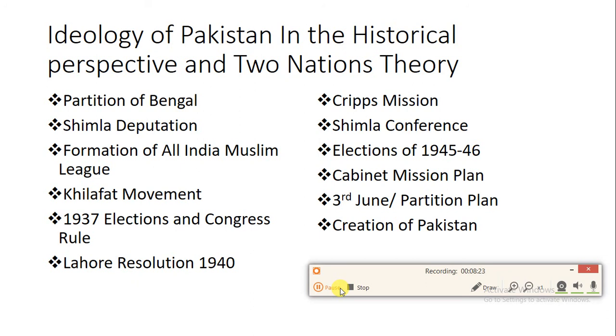Okay students, inshallah in the coming lecture we will cover the Simla deputation and the formation of the All India Muslim League. Actually, the Simla deputation is the result of the agitation of Hindus against the partition of Bengal, and the background of the formation of the All India Muslim League is actually the Simla deputation. So inshallah in the coming class we will cover the Simla deputation and the formation of the All India Muslim League.